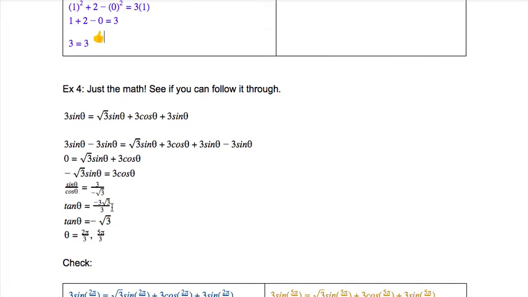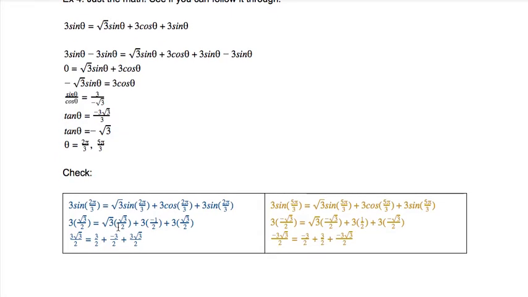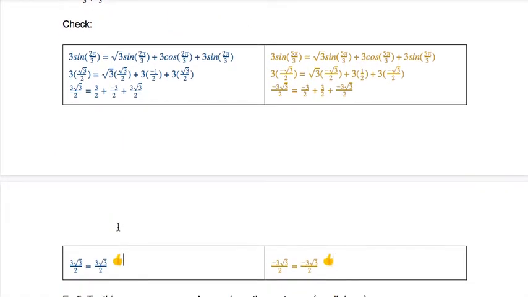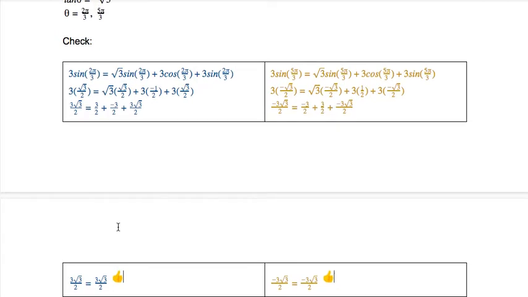After doing a little rationalizing, sine over cosine is tangent. I did my rationalizing, I got that then tangent theta is negative root 3. Aha. Go to my unit circle, there are 2 places that happens. And then I check my work, and in both cases, the solutions checked out.